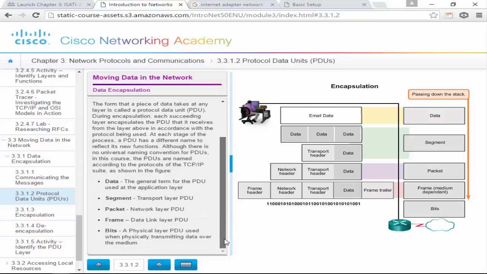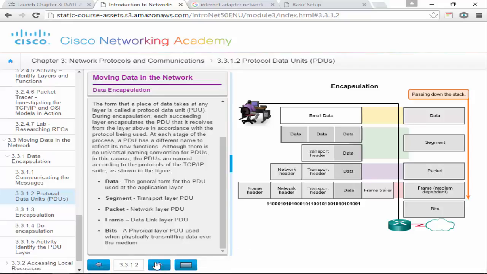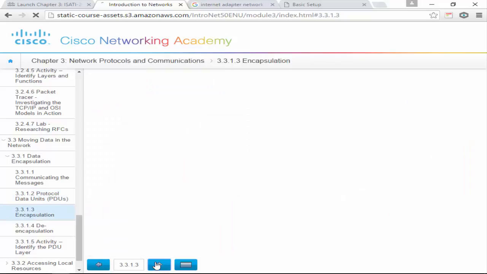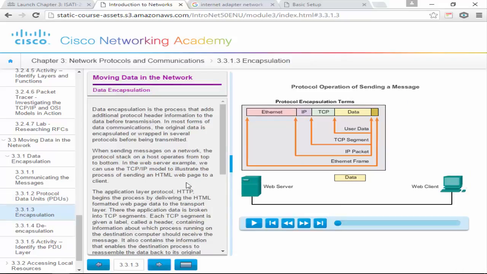But the most important thing on this is to know that your physical layer is bits, data link is a frame, network layer is a packet, transport layer is a segment, and application is data. You will be tested on that non-stop, so it's a good thing to memorize, as well as the OSI model and the TCP/IP model. Okay, so encapsulation.